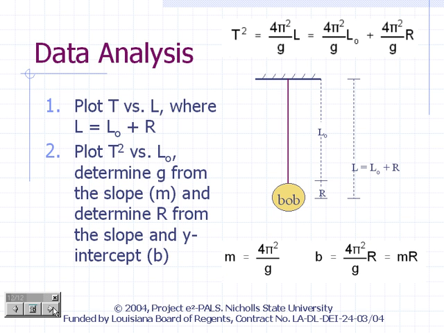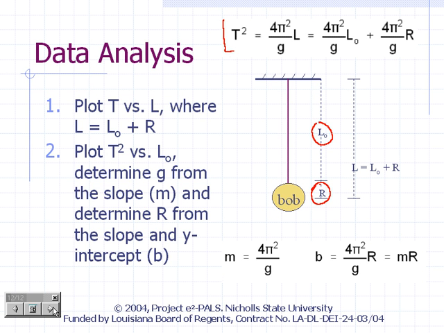It can be shown that the square of the period of a pendulum is directly proportional to the length of the pendulum as measured from the center of the bob. In the equation shown here, T is the period of the pendulum. T is the time it takes for the pendulum to complete one cycle. L is the length of the pendulum as measured from the center of the bob. As you can see from the diagram, L is equal to the length of the string, which is indicated by L0, plus the radius of the bob, which is indicated with a capital R.